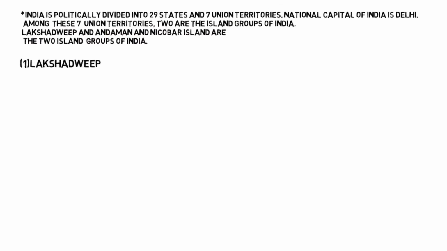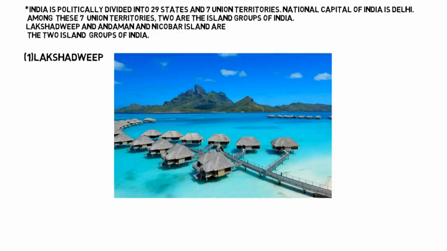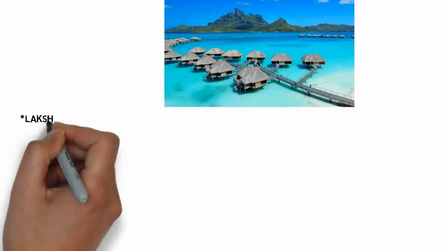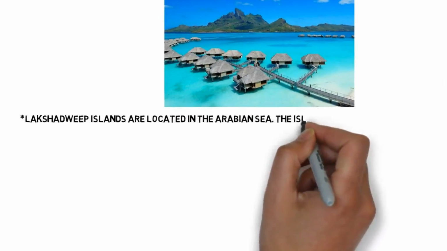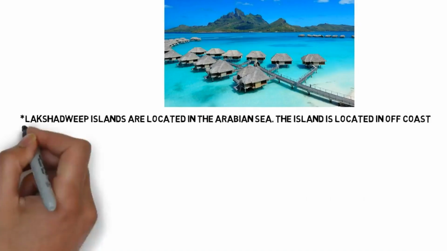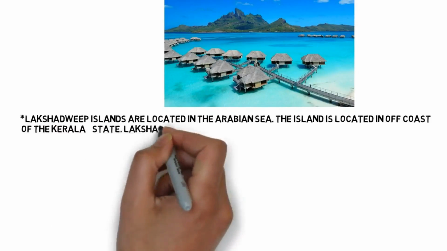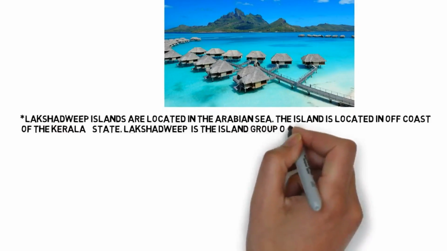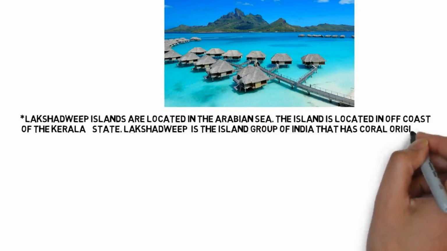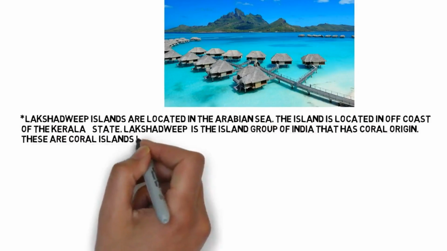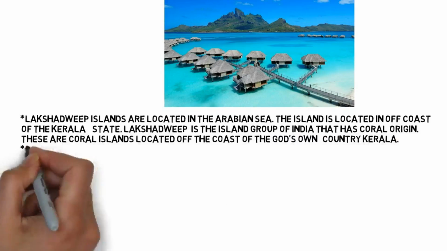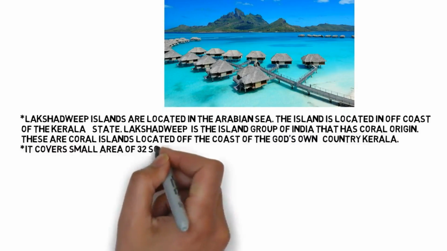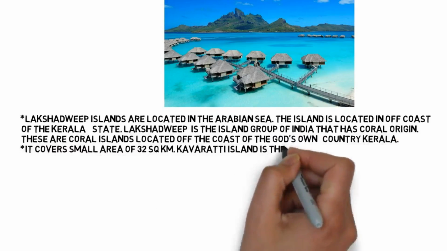1. Lakshadweep. Lakshadweep Islands are located in the Arabian Sea, off the coast of the state of Kerala. Lakshadweep is the island group of India that has coral origin. These are coral islands located off the coast of Kerala. It covers a small area of 32 square kilometers.